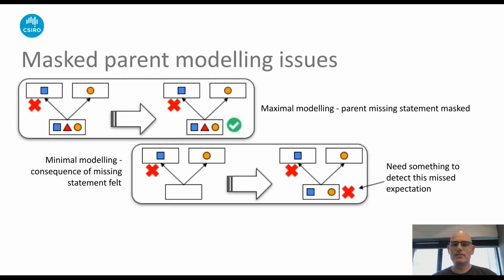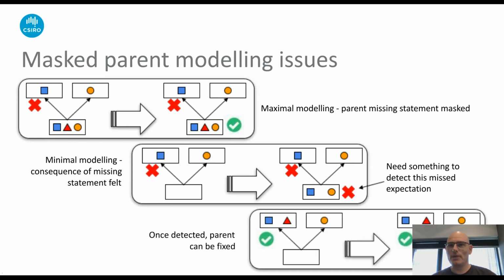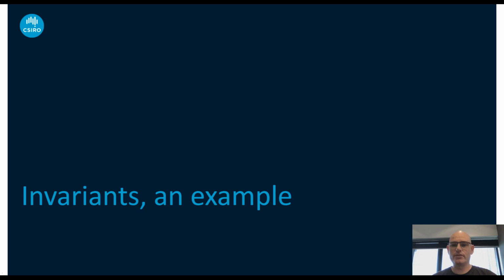And if we state it in the stated form, we will just get it in the inferred form. So that's not really the way we want to do it. We want to let the inferred form not have it if it's not going to get it, but detect that has happened. And then we know that we've got two problems. So once that's detected, we can then go back and fix the parent. And then ultimately we end up with both the ancestor and the child having the modelling that we intended.